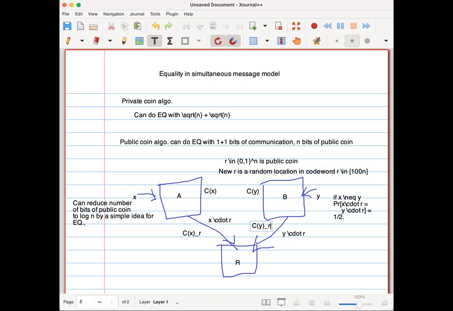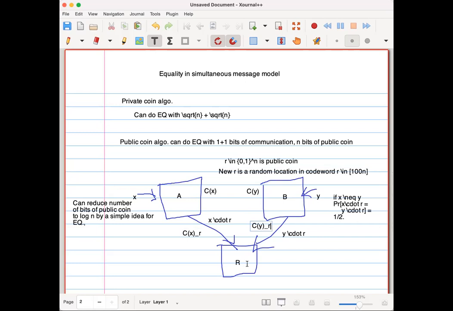And now the referee will answer equal if the 2 bits are equal. He will answer unequal if the 2 bits are unequal. Why does this work? Again, if x is equal to y, this will work with probability 1. If x is not equal to y, I know that the code words CX and CY differ in n out of 100n locations. So with probability 1%, this public coin R will point to one such location. The probability that the public coin R points to a different location is only 1 by 100, and with that probability, the protocol gives the correct answer, not equal.